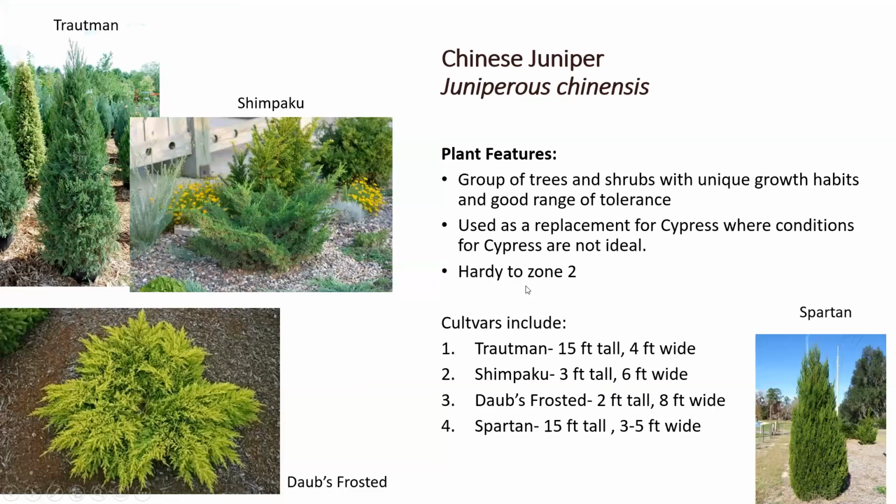The Chinese juniper. As you can see, there are different colors, different textures. That Dobbs frosted has that really lovely yellow that Dave was talking about earlier in the presentation, about how we're seeing more of these evergreens with that nice yellow option that is intentional. And this can be a nice replacement for a cypress where conditions for other cypress are not necessarily ideal. We also have that Shimpaku, which is quite nice.